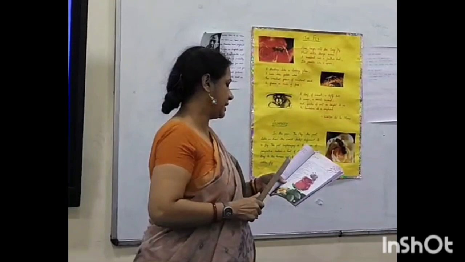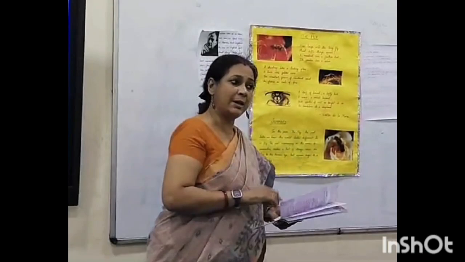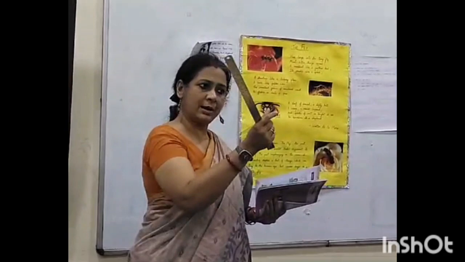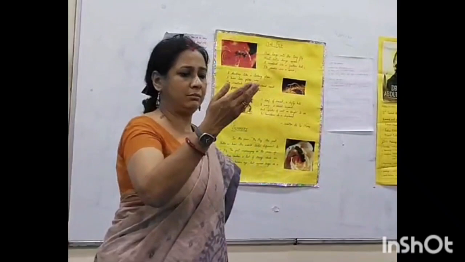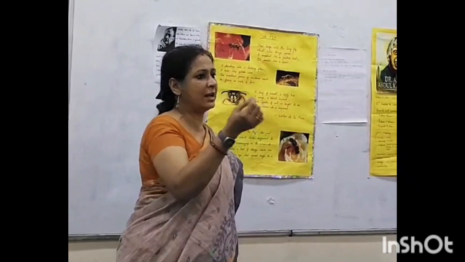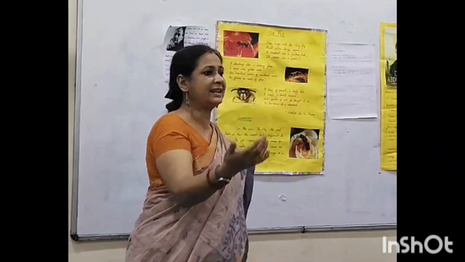In short, I have described it briefly because the time is very short. In the next class, we will describe it line by line, or we will see it in the smart class. And one activity I am asking you to do: find some pictures of tiny objects, tiny creatures. I have spoken about the fly, but there are many tiny creatures. So please bring the pictures of tiny creatures in the next class.